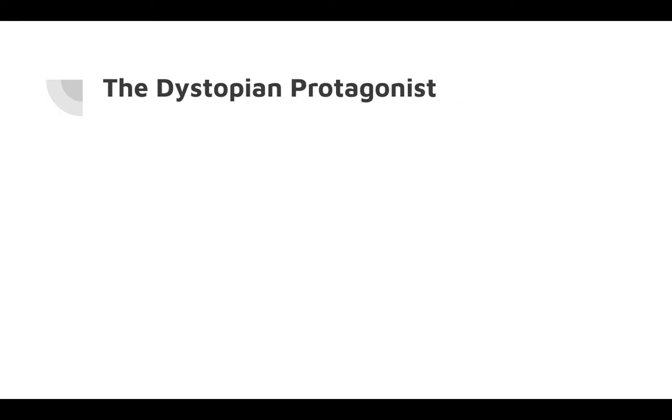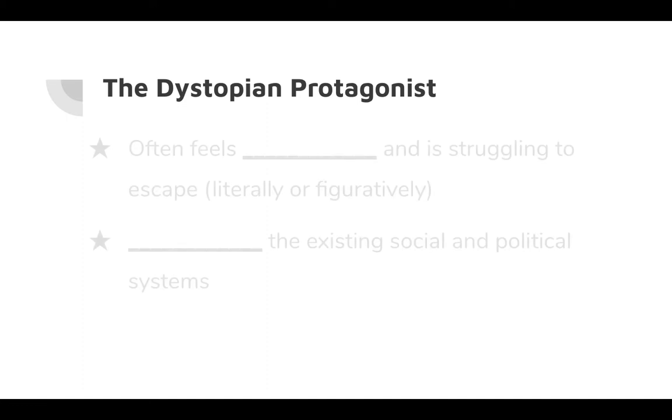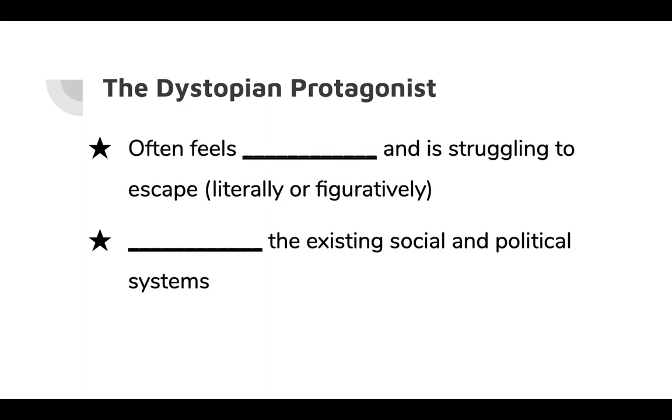So now we're going to talk about the protagonist, the dystopian protagonist, who is our main character in these dystopian stories, and they often have many of the following characteristics. They often feel like they're trapped and struggling to escape. That can be a literal trap and escape, like in Maze Runner, for example, or a more figurative one, like a sense that they can't be themselves because they are constrained by the rules of their society. That's a little bit more figurative.